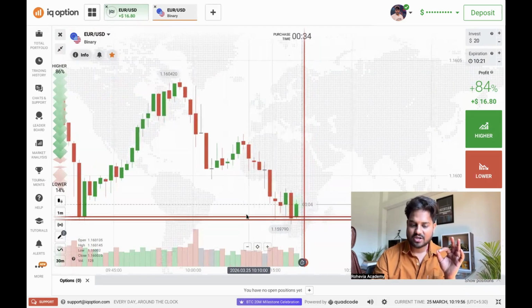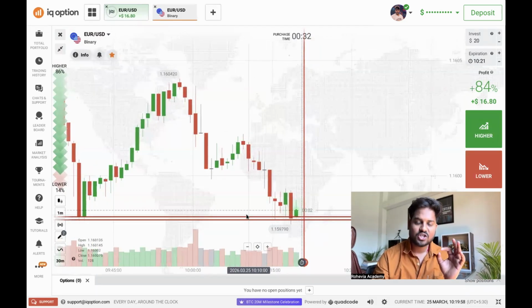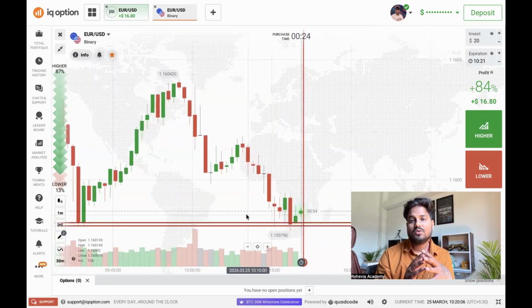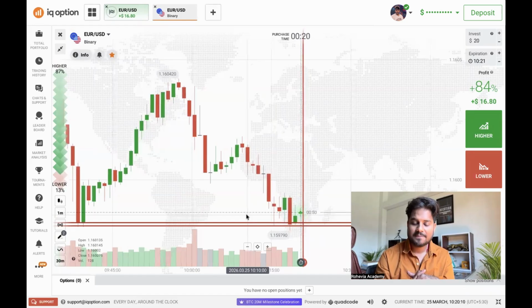Nearby the buyer zone, if you want to go for the sell option, you need more confirmations, like 4 or 5 confirmations. But if you want to go for the buy option nearby the buyer zone, then you can go with one or two confirmations, right? So it depends on the market situation, right?